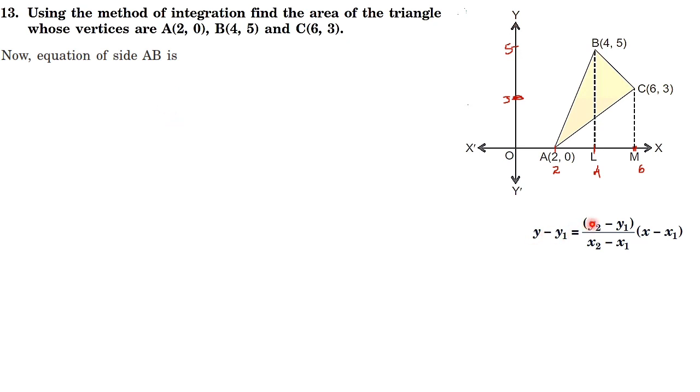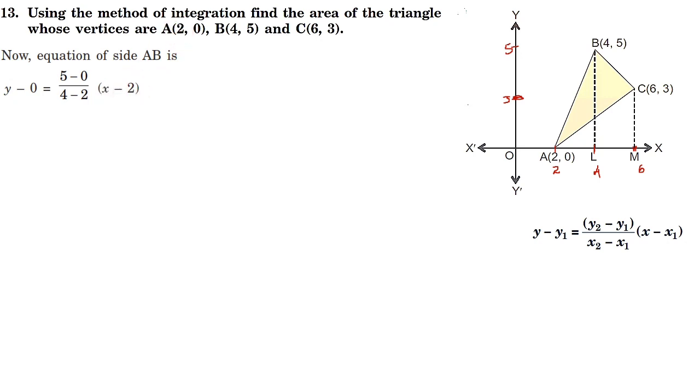y − y1 = (y2 − y1)/(x2 − x1) × (x − x1). So the equation of line AB, with points (x1, y1) = (2, 0) and (x2, y2) = (4, 5): y − y1 is y − 0, equal to (y2 − y1), that is 5 − 0, divided by x2 − x1, that is 4 − 2, into (x − x1), where x1 is 2.